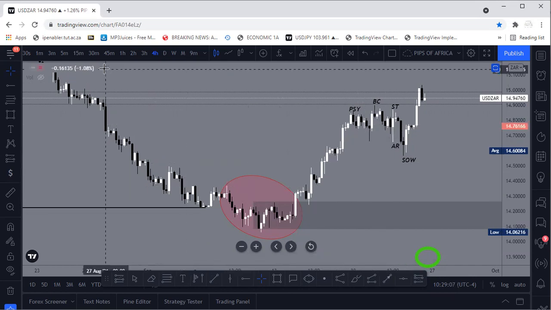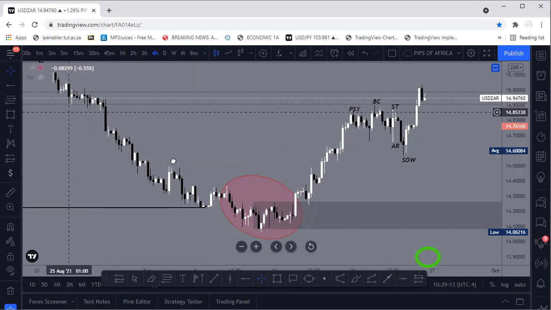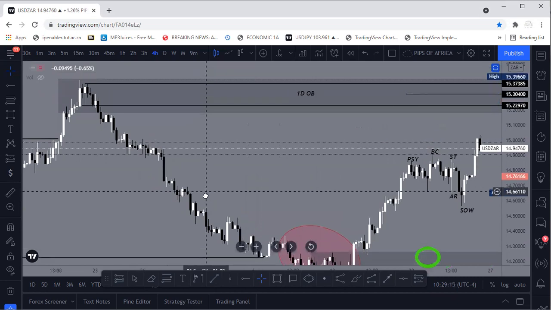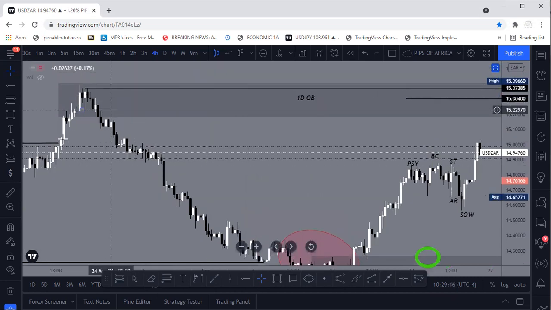Now I was just showing you the entry, how to enter, how to also use another confirmation, as you have seen me doing it here. You see, I was also confirming this trade using the mitigation block that I was explaining to you in my past videos. So I used a daily order block here. There's also a failure, the mitigation block somewhere here.